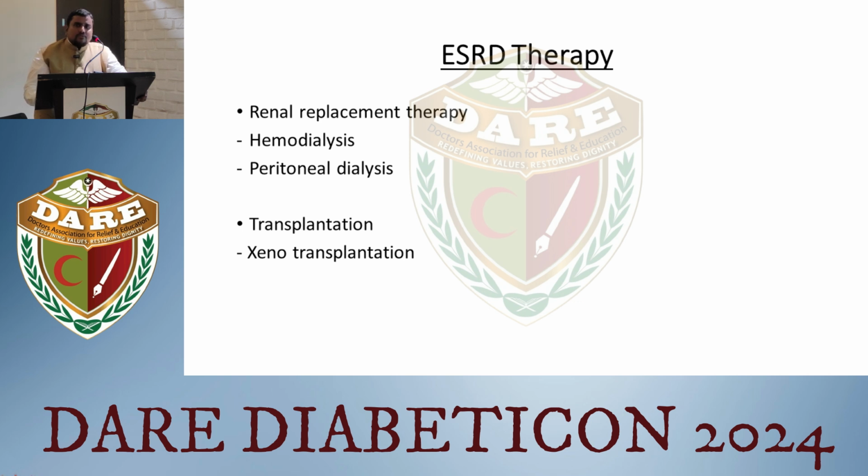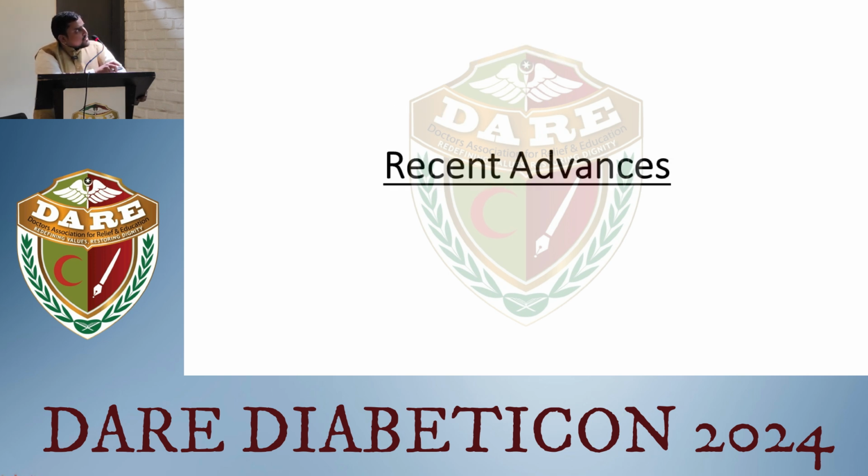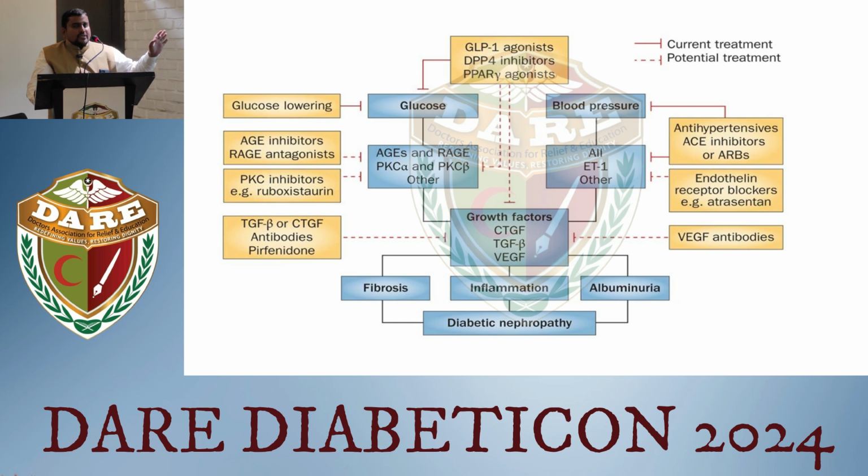Transplantation in patients who have ESRD, transplantation is the best treatment forward. The latest being xenotransplantation, which I will tell you. Recent advances, so this is the entire cascade of how the inflammatory mediators work, and at each point newer molecules are being developed to stop this inflammatory cascade, with direct renin inhibitors, connective tissue growth factor inhibitors and endothelin receptor blockers as well.